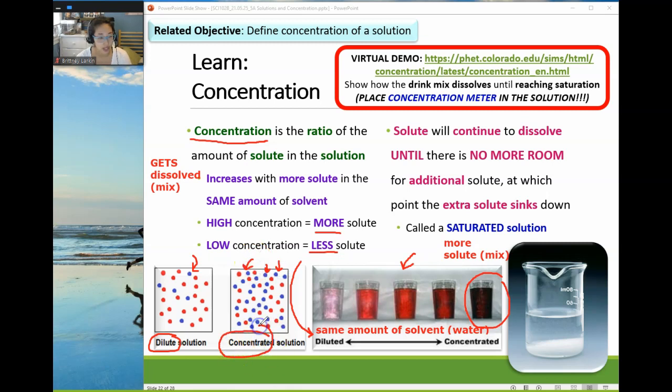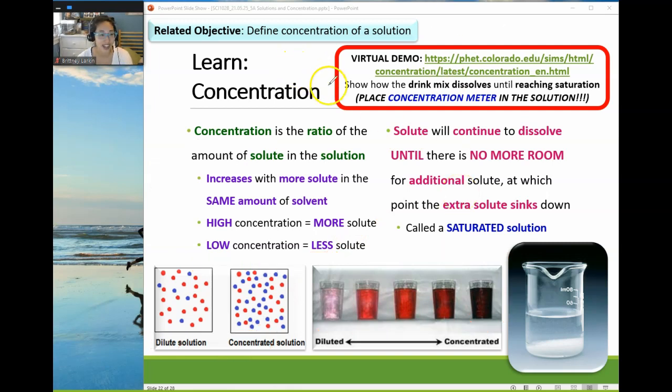Now, you cannot just dissolve things indefinitely forever, so this is important to understand. If you've ever played with sugar at a restaurant, for example, while you were bored, as you add more and more sugar to a solution, eventually the sugar stops dissolving. So this is what is called saturation, or a saturated solution. So solute will dissolve until it can't dissolve anymore.